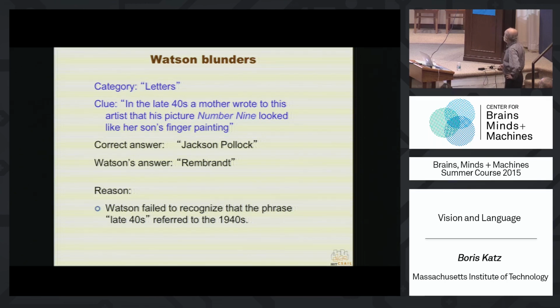In the late 40s, a mother wrote to this artist that his picture number 9 looked like her son's finger paintings. Well, for those of you who are quick at that, I'm sure you know that it's Jackson Pollock, but Watson answered Rembrandt for some stupid reasons. It failed to recognize that late 40s referred to the 1940s, so it thought it was maybe previous centuries, and apparently something to do with number 9 was in a bunch of documents related to Rembrandt, and so it said Rembrandt.